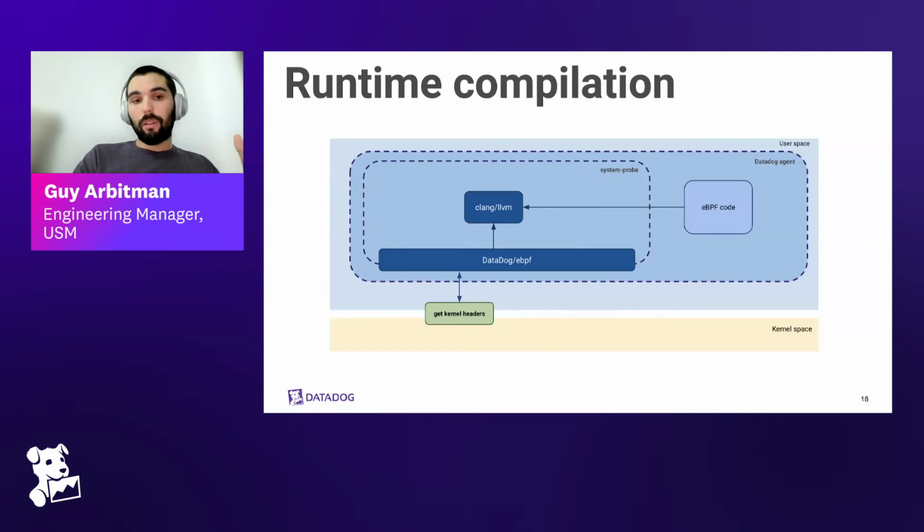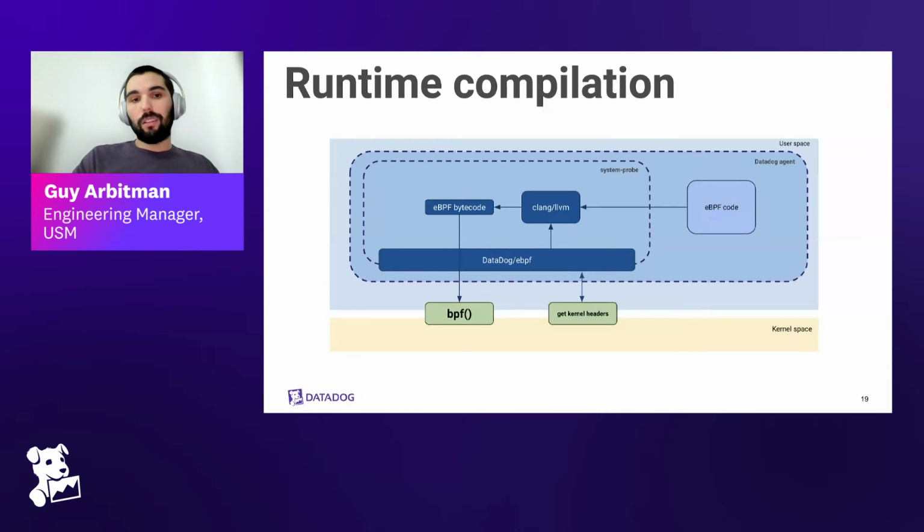We ship a signed source code along with a limited version of Clang. The limited version has only the BPF backend, and we compile our source code at runtime on the target machine. On the machine, we read the BPF source code that we shipped with the agent, and we verify the signature to make sure that we only compile and load our known eBPF programs. We're trying to minimize the attack surface.